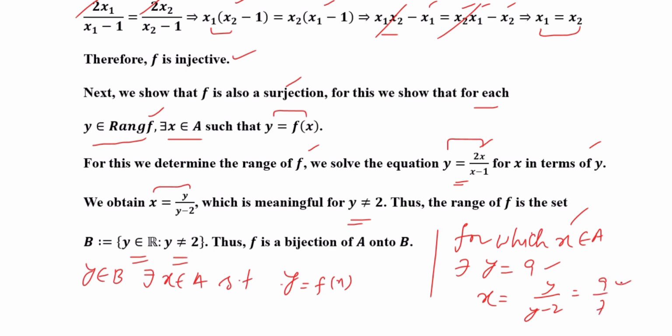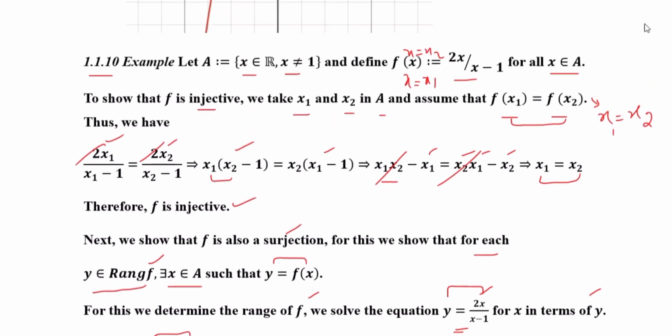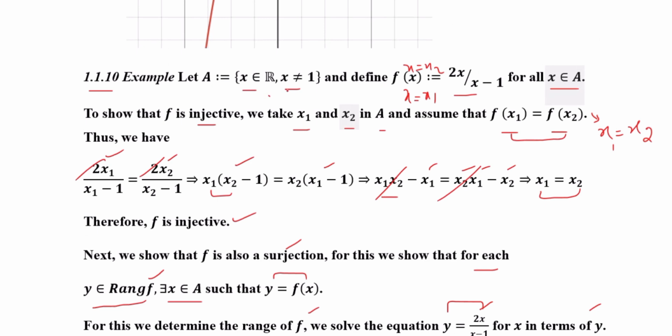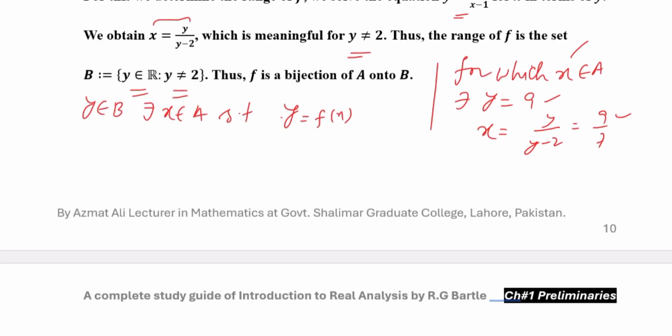Now you have to see whether 9 over 7 belongs to your domain or not. Your domain is the set of all real numbers except x is equal to 1. This clearly shows that this number x is equal to 9 by 7 belongs to A. So this shows you can find at least one x for a given y belonging to the range.